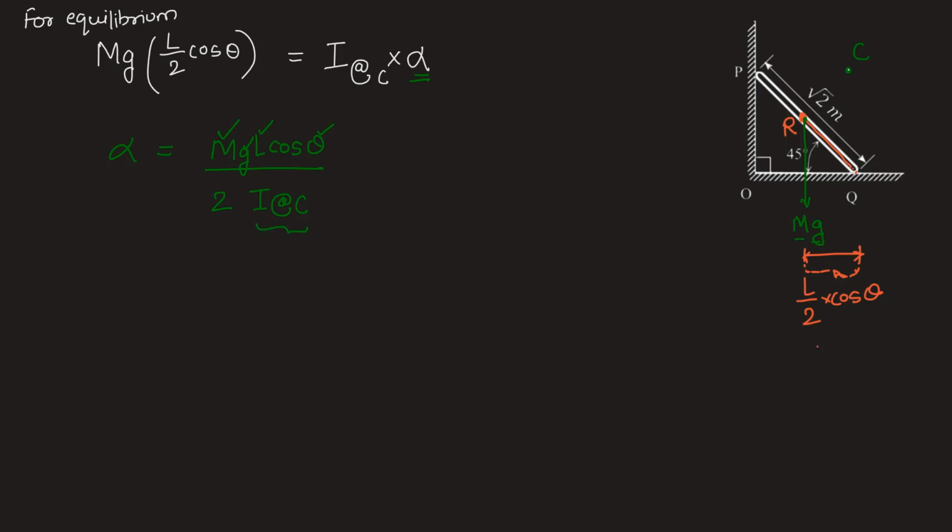Now mass moment of inertia about R is given, that is about its own center of mass. R is nothing but the center of mass of this rod. So this is given as ML square by 12. Now we can calculate I about C by using the parallel axis theorem. So ML square by 12 plus its mass into the distance of the center of mass from the instantaneous center. So that distance will be CR whole square. Now we need to find out CR.